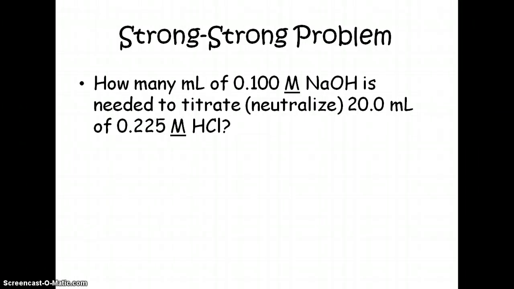Okay. All right, so let's look at this one and try to draw a titration curve. Here we are asked how many milliliters of 0.1 molar NaOH is needed to titrate or neutralize 20 milliliters of 0.225 molar HCl. Okay, so basically we're looking at an M1V1 problem.